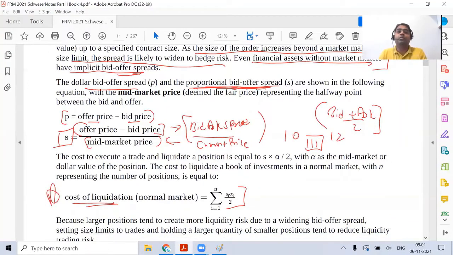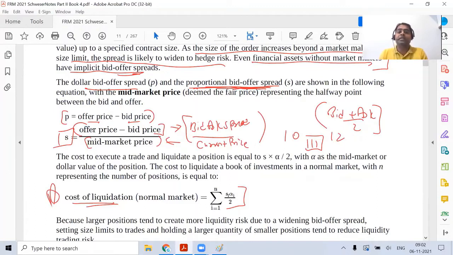Now the reason over here is that suppose I have a huge position available and I want to move out of that position because I don't need that position right now, or I have some bad information about the asset, so I want to exit, I want to unwind. Whenever I want to unwind or liquidate, I will face a cost.